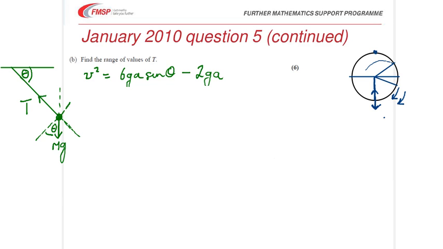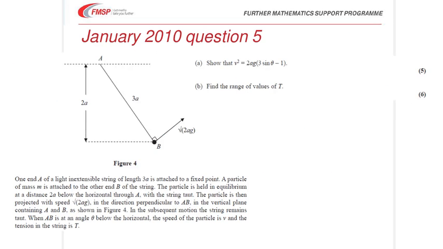Let's have a read of the wording of the question again, just going back. It says, in the subsequent motion, the string remains taut. That's all it tells us. So we know the string remains taut. Now there's two possibilities for that. I'll come back to the page we're on.